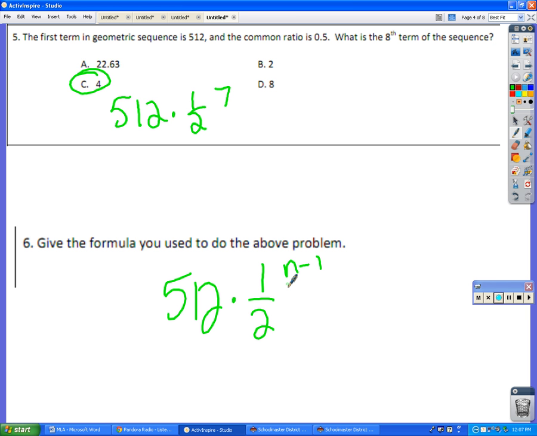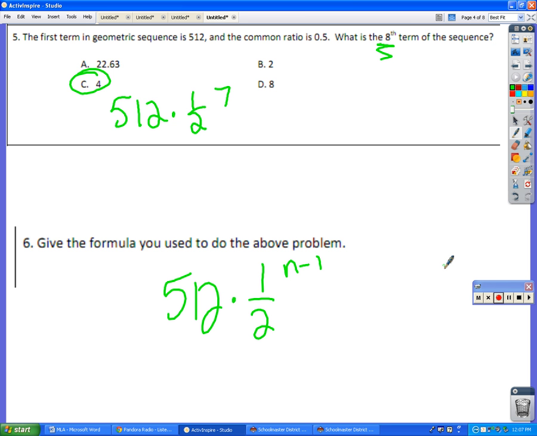Why is it 8 every time? Oh, it's not 8 every time. The only reason why it's 8 right here is because it said what is the 8th term of the sequence. If they said what is the 15th term of the sequence, then you put in 15 for each. So you put 15 minus 1, which would be 14.